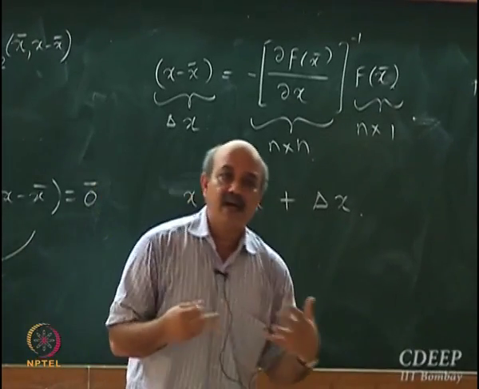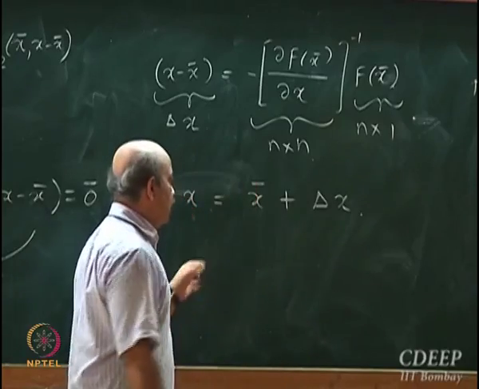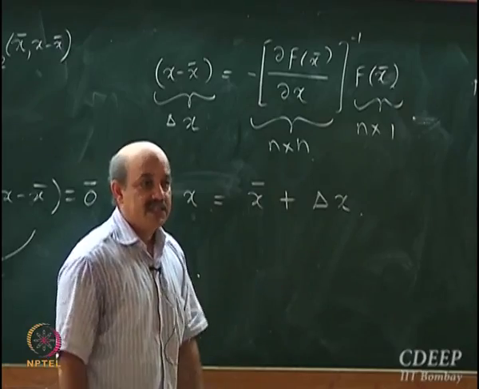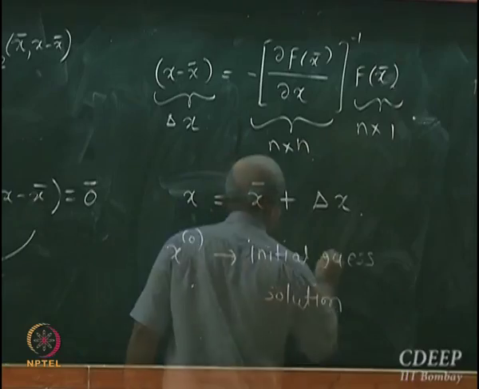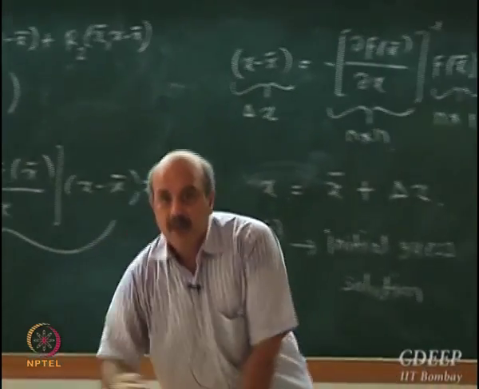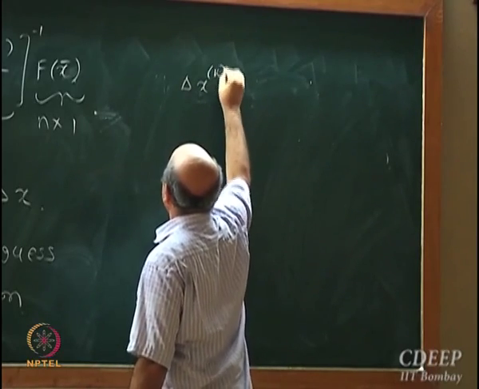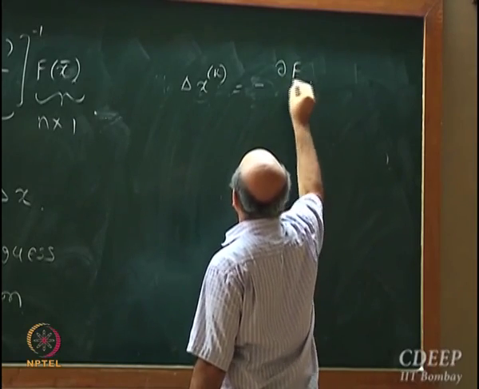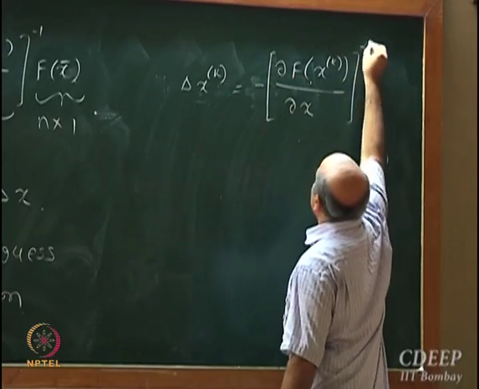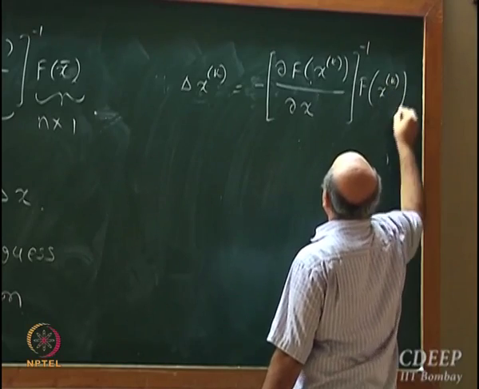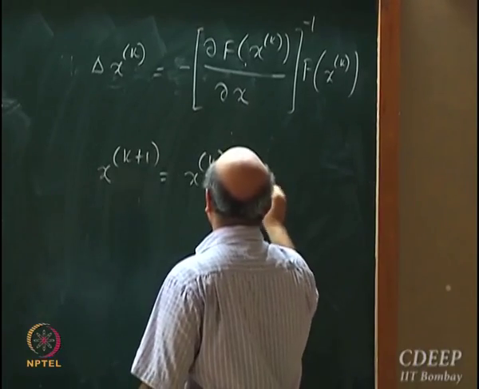So I use this idea to come up with an iterative scheme, which is Newton's method, or sometimes called the Newton-Raphson method. So Newton's method is basically these two steps. How do I use it to come up with an iteration scheme? Let x0 denote the initial guess solution, and then I am going to use Newton's step to come up with an iteration scheme which is like this. I will call this delta xk is equal to minus dou f by dou x inverse f of xk, and xk plus 1 is equal to xk plus delta xk.